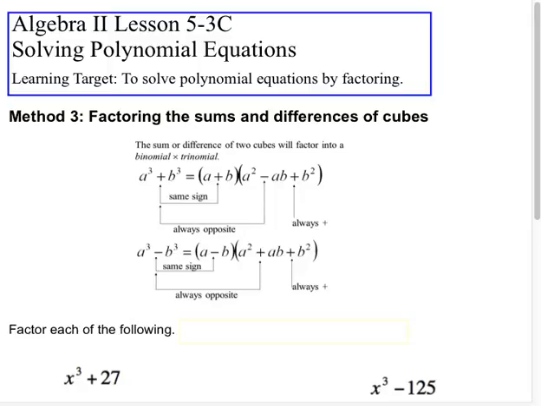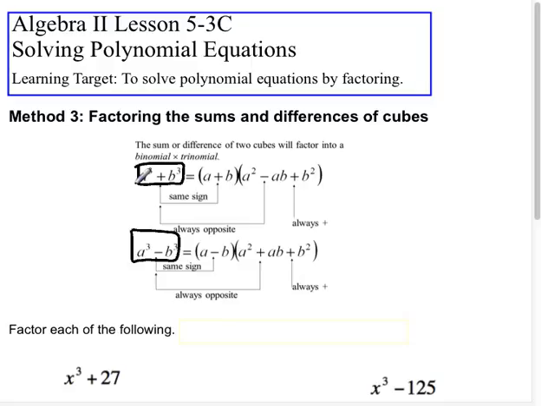Welcome back for our third day of 5C or 5-3. So, looking at this one, we're going to move on to yet another factoring strategy. The method we're going to talk about today is when we're factoring the sums and differences of cubes. So, we're going to be factoring in the form of these two things.